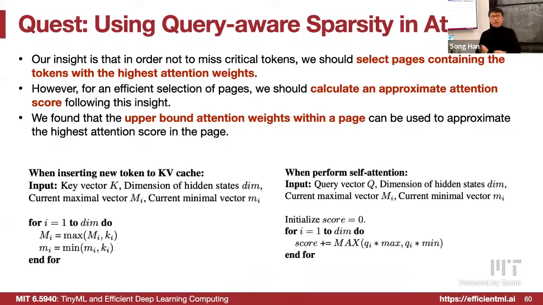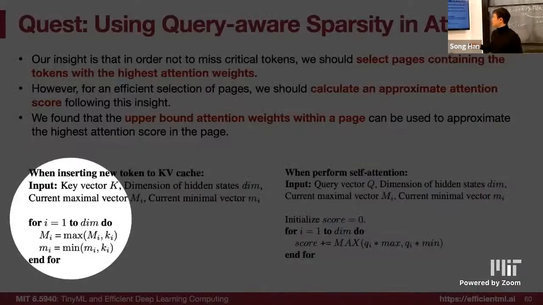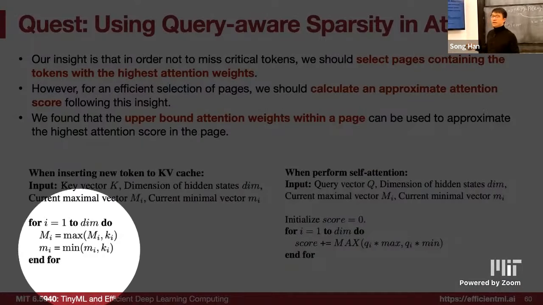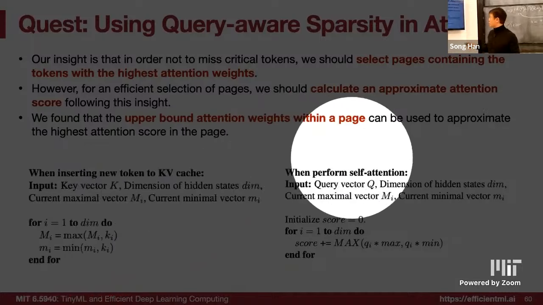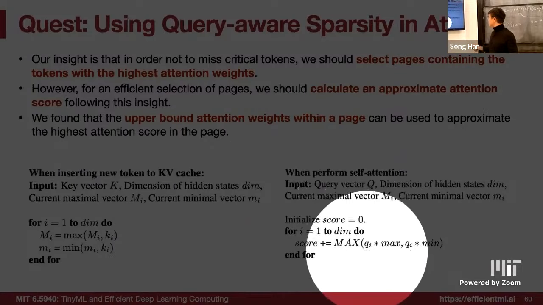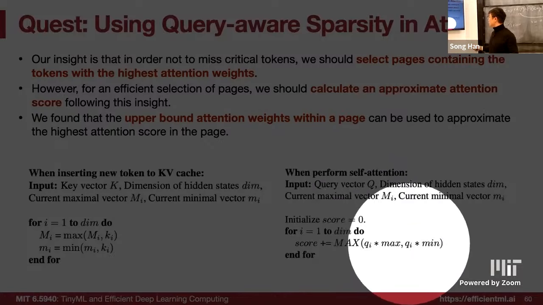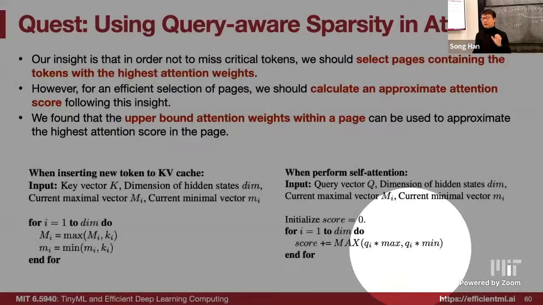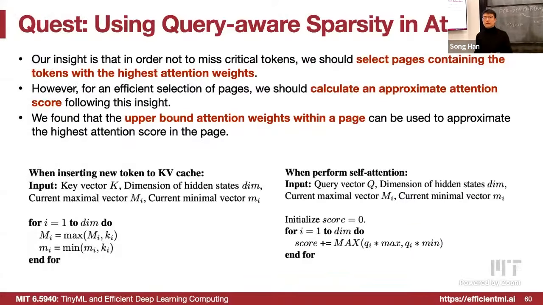So this is how we put it in code. When we are inserting a new token in the KV cache, we first find the min key and the max key. When we are performing the self-attention, when the query comes, the query will be dot-multiplied with the min and the max, and then we find the max between them to see whether this page is important.